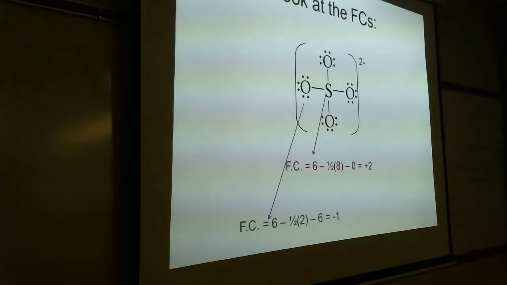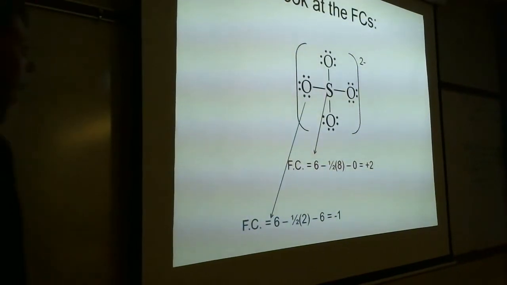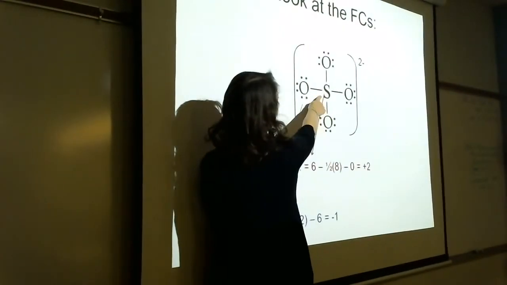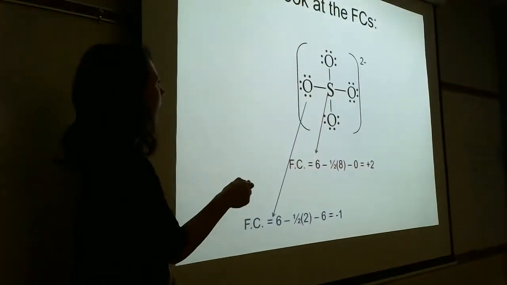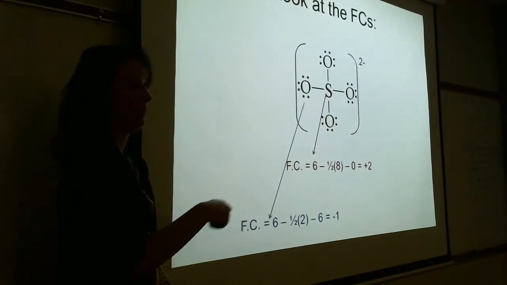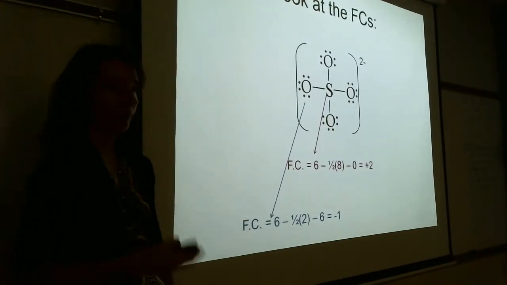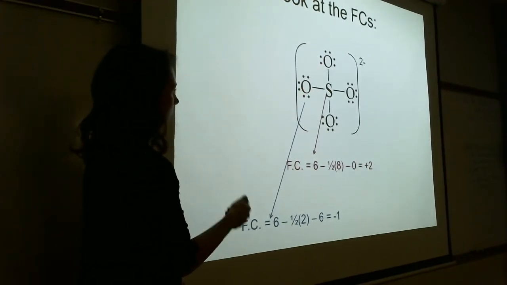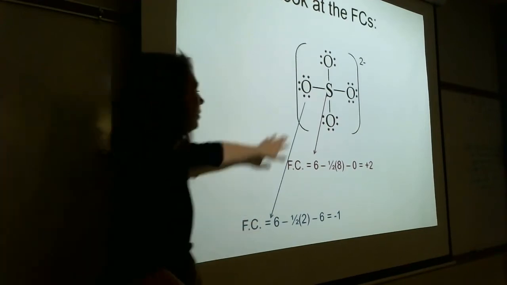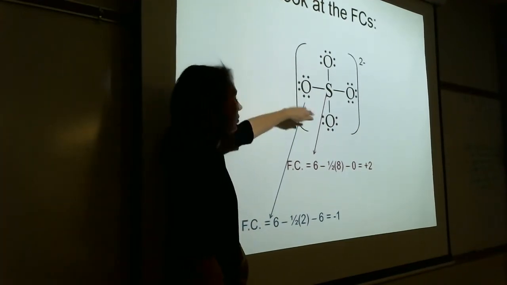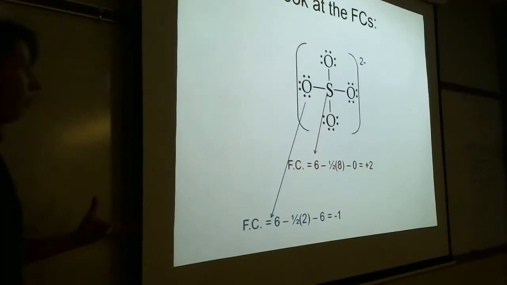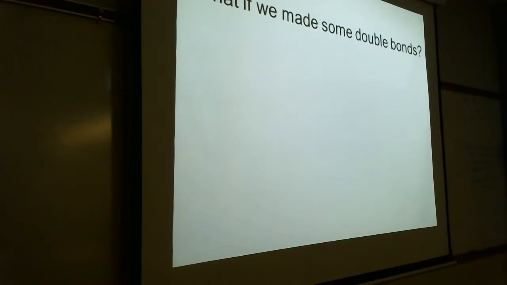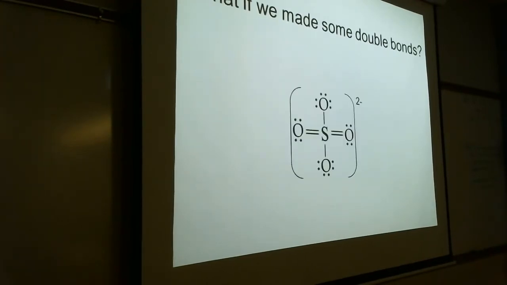If you look at your formal charges, they are -1, -1, -1, -1, and +2. There's nobody that's got a 0. Everybody's got at least a charge of some sort. Now, granted, those -1s are on oxygen, which is more electronegative than sulfur, but still, the point remains that everybody's got some sort of charge. So what if we made some double bonds? What would happen to our formal charges then?